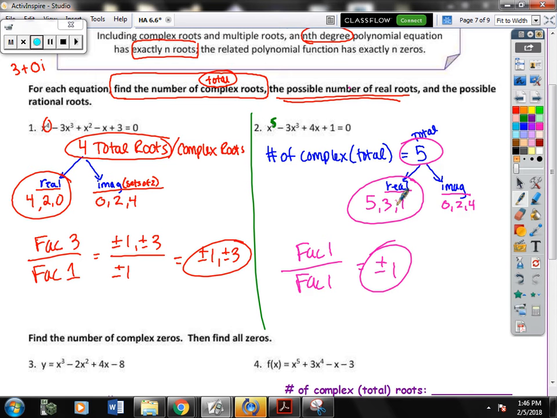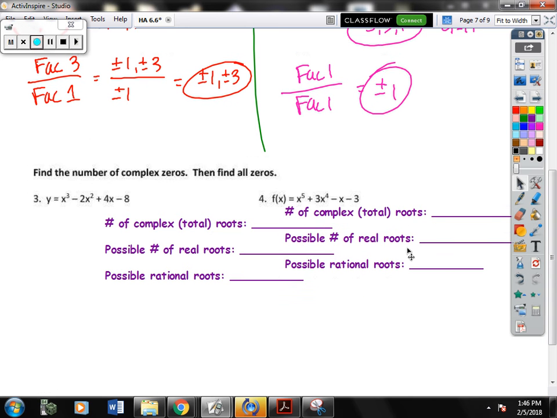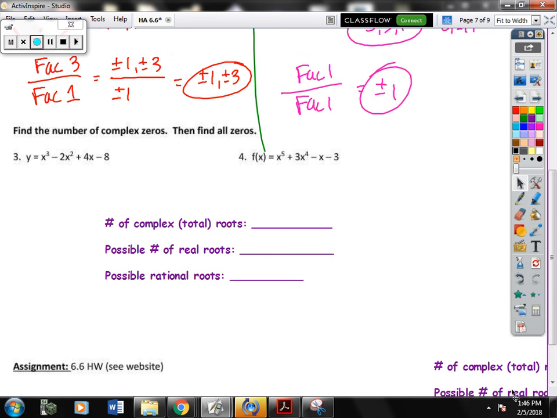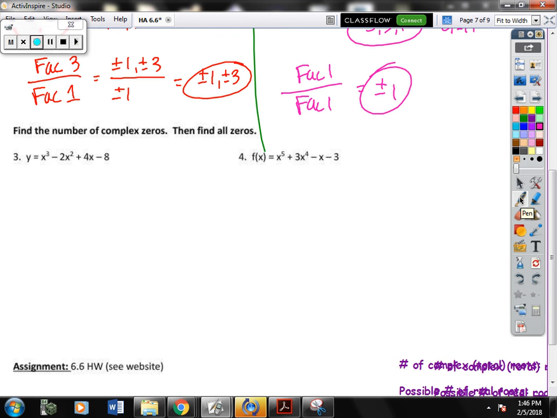All right, last set of problems ask us to actually find all of the answers. Made these text boxes, but you didn't have them on your sheets. Find all the zeros. Find the number of complex zeros first. So remember, complex means total. So that's 3.